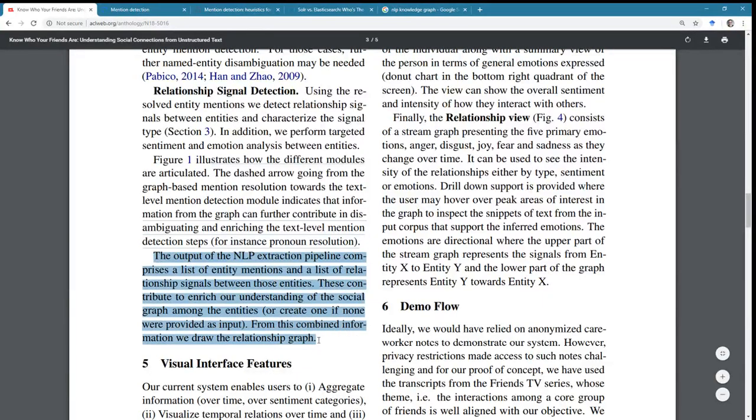The output of the NLP extraction pipeline comprises of a list of entity mentions and a list of relationship signals between those entities. Okay, classic graph stuff. These contribute to enrich our understanding of the social graph among the entities, or create one if none was provided as input. Oh, okay, so you can start with a graph if you have like partial information. From this combined information, we draw the relationship graph.